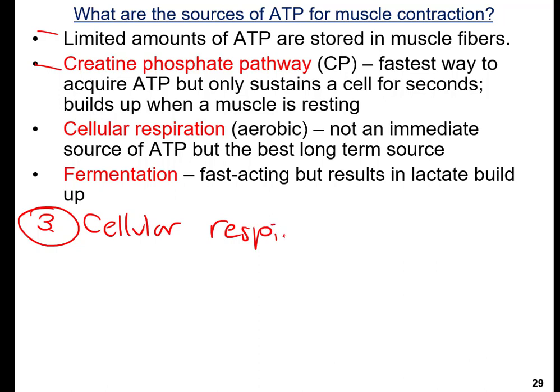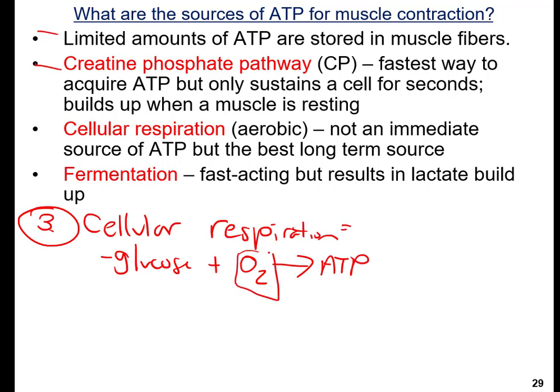Cellular respiration uses glucose from the food that you eat, sugar, plus oxygen that you're breathing. It uses the glucose and oxygen to make a lot of nice ATP. So cellular respiration requires oxygen. This is what we call an aerobic process, meaning it requires oxygen.